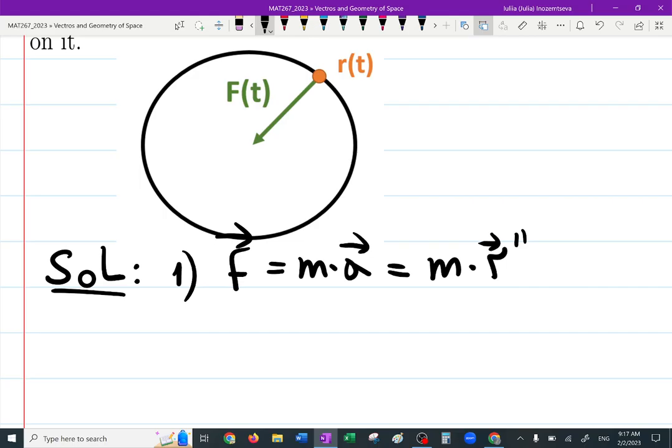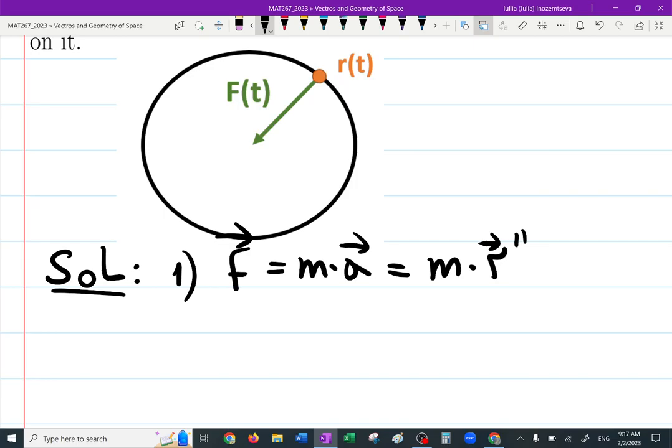M is 4. Come on, you can do it. You can write it down by yourself. Find r prime. What is r prime?